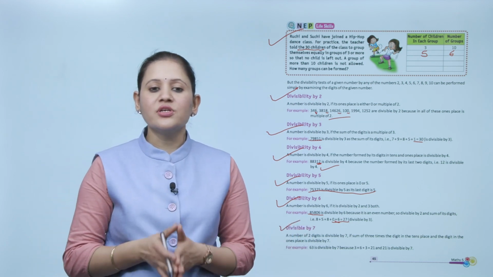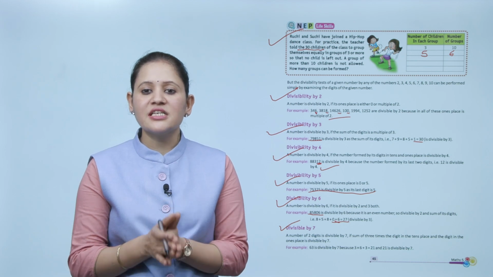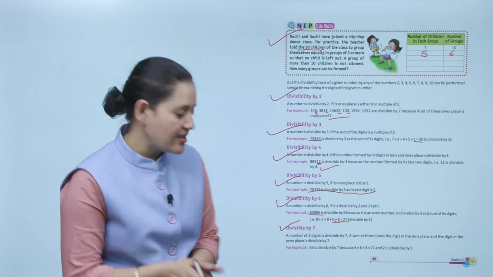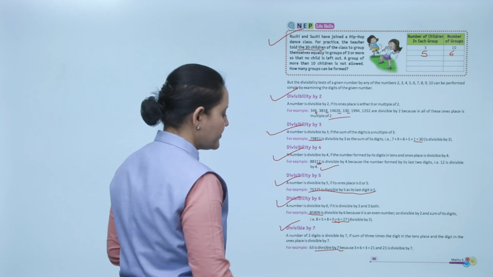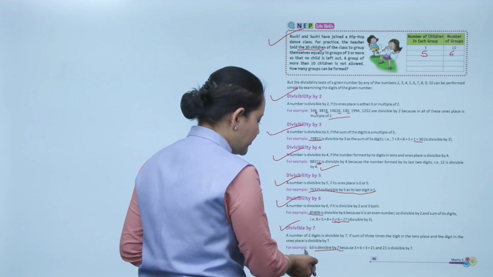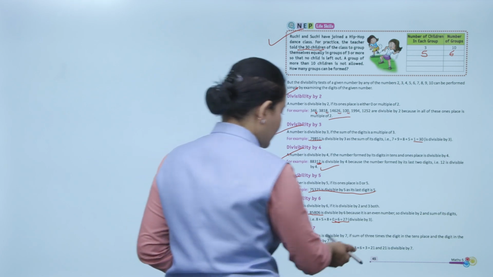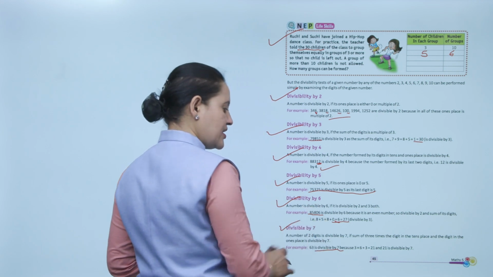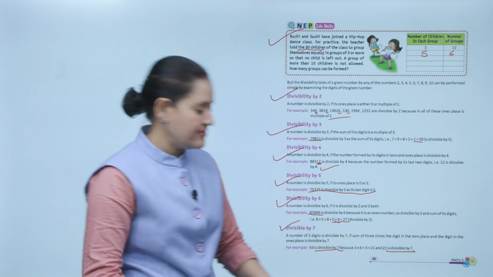Next is divisibility by 7. A 2-digit number is divisible by 7 if the sum of 3 times the digit in the tens place and the digit in the ones place is divisible by 7. Like here, 63 is a 2-digit number divisible by 7 because 3 times the digit at tens place, 6 3s are 18, plus 3 is 21, and 21 is divisible by 7. That means the number is divisible by 7.